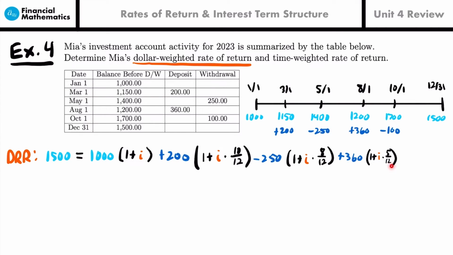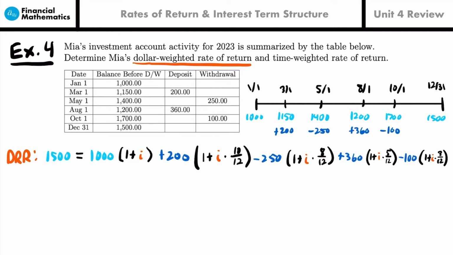And then finally, we have this withdrawal of $100 to account for. So we have minus 100 times 1 plus the dollar-weighted rate of return multiplied by the number of months remaining in the year, divided by the total number of months, of course. In this case, that withdrawal was made on October 1st. So including October, there's 3 months left in the year. So we have 3 divided by 12.